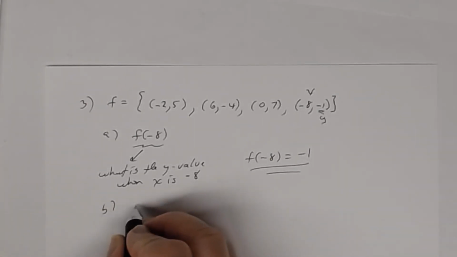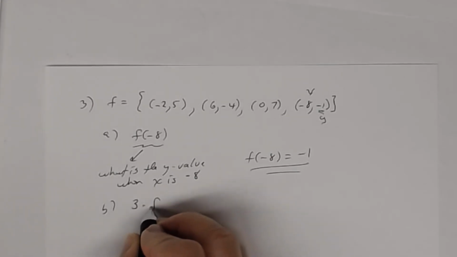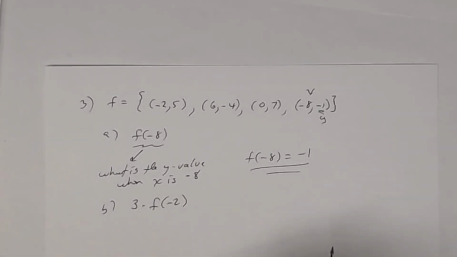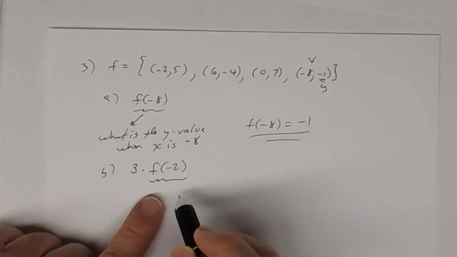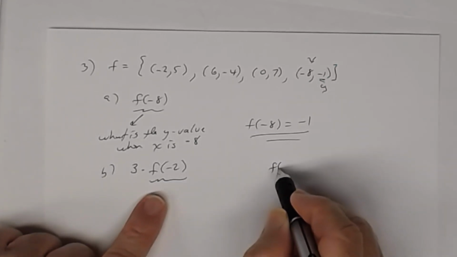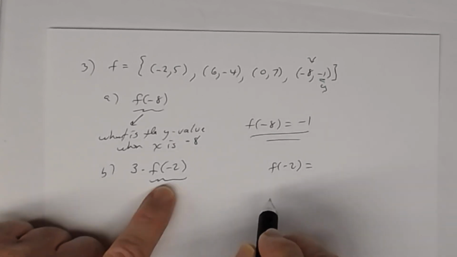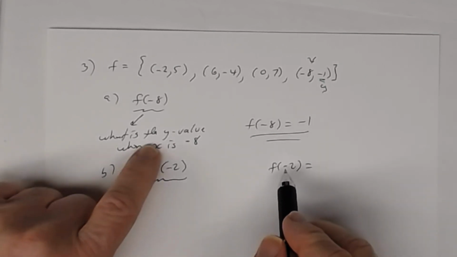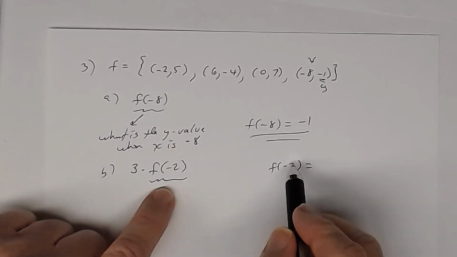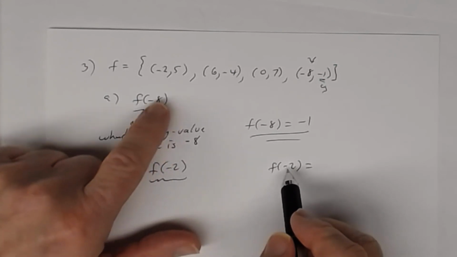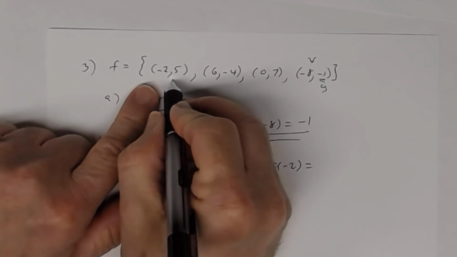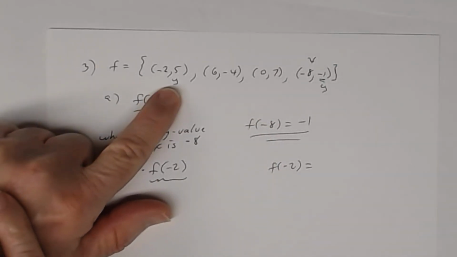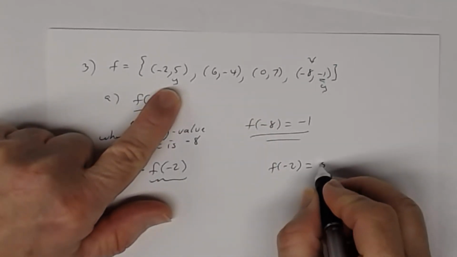In part B, you want to find 3 times f of -2. So the first thing you're going to do is find f of -2. Remember, f of -2 means what's that y value when x is -2? When x is -2, that's this ordered pair right here. And the question is, what's that y value? Well, the y value is 5. So f of -2 is 5.